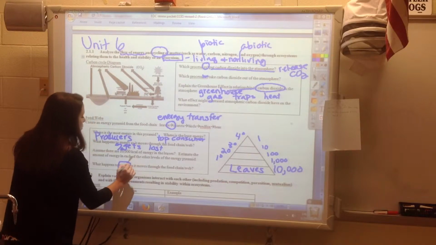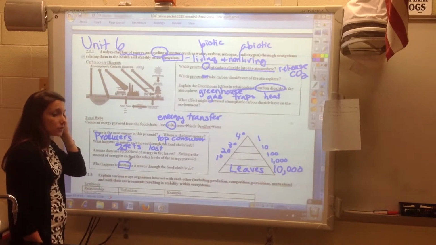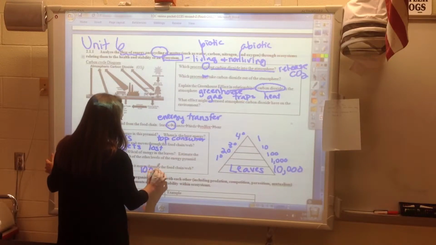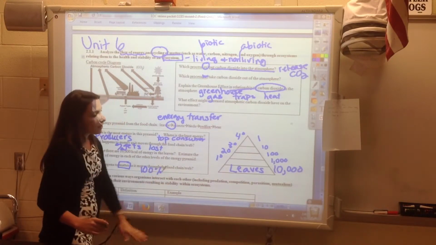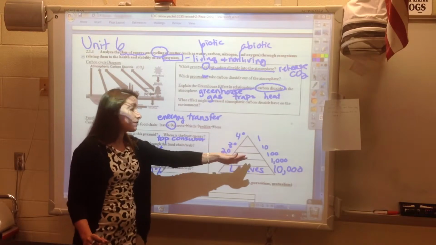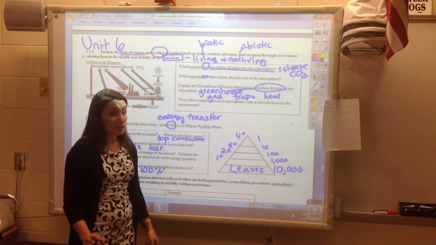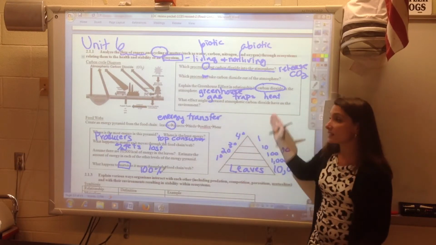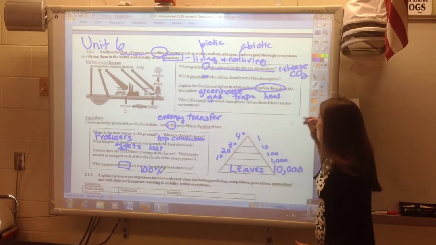Let's look at this question. What happens to matter as it moves through the food chain? Matter is moved 100%, meaning that the carbon that's in the leaves will be available to the carbon that's in the consumer. And so this is why we say that matter is cycled and energy is just transferred.